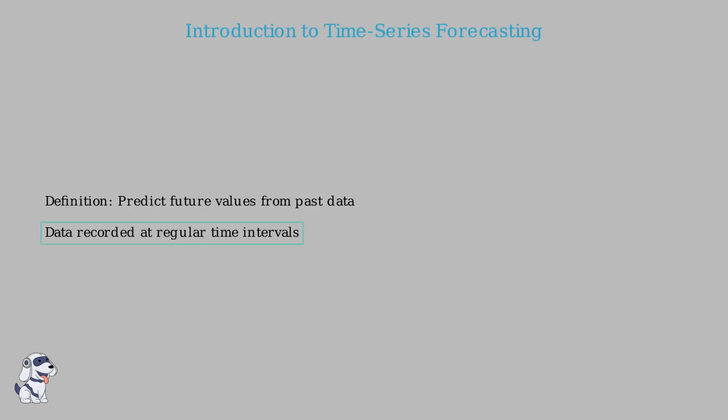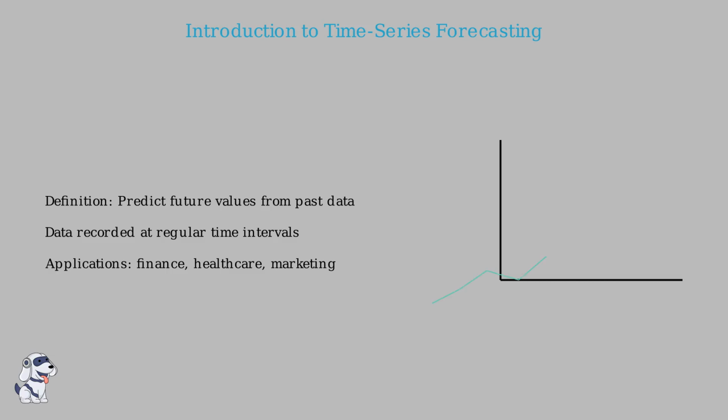Time series forecasting uses historical observations collected at regular time intervals to predict future values. This technique finds applications in finance, healthcare, marketing, and more. On the right, you can see an example monthly sales time series chart.